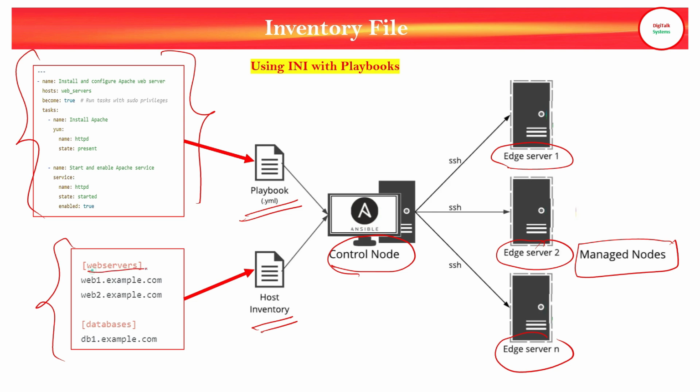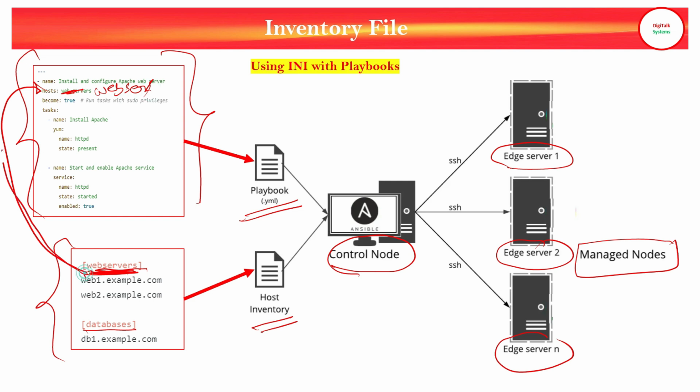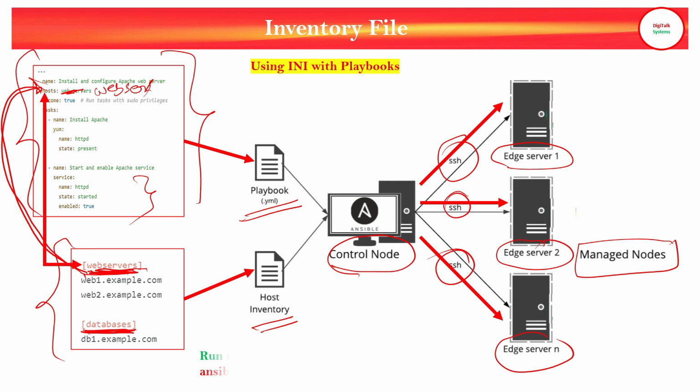In the inventory file, we have two groups, web servers and database. This web servers group will be called inside this particular hosts line. This should not be an underscore; if I go with this example of the inventory file, here it will be web servers. So this inventory file is going to be called by this particular playbook. Similarly, you can define a separate section inside the playbook and call this particular group as well wherever required. The connection to your hosts is going to be with the help of SSH.